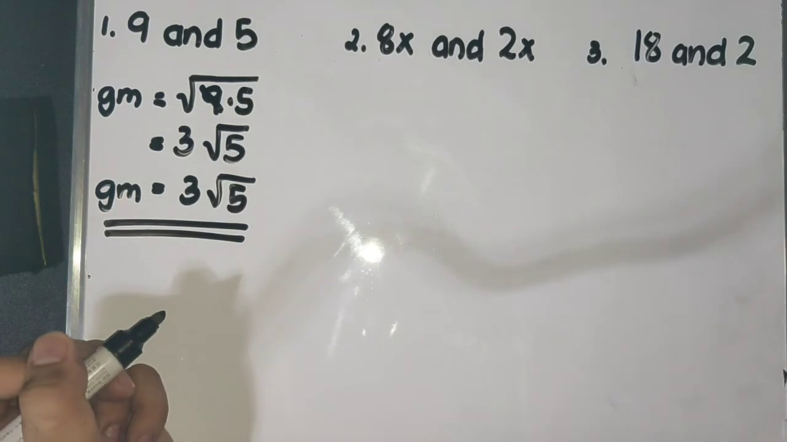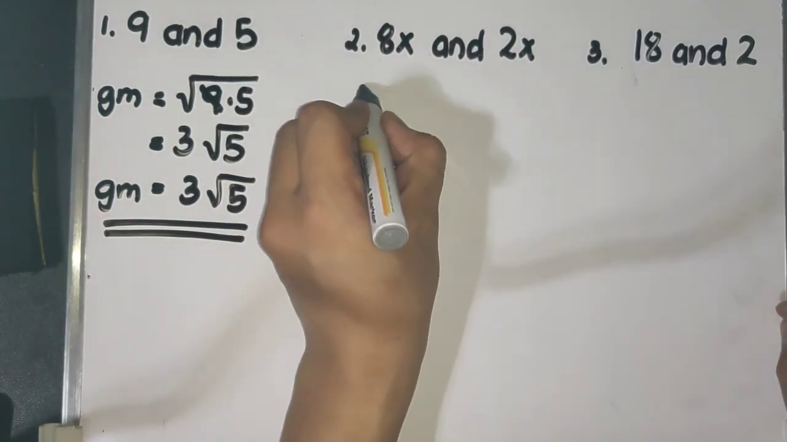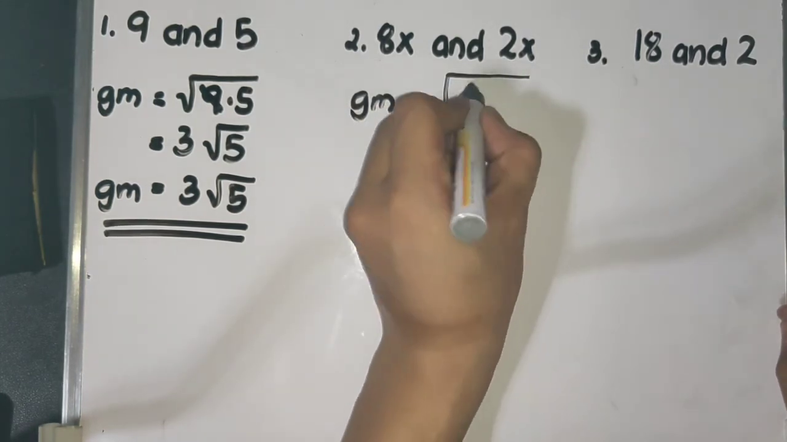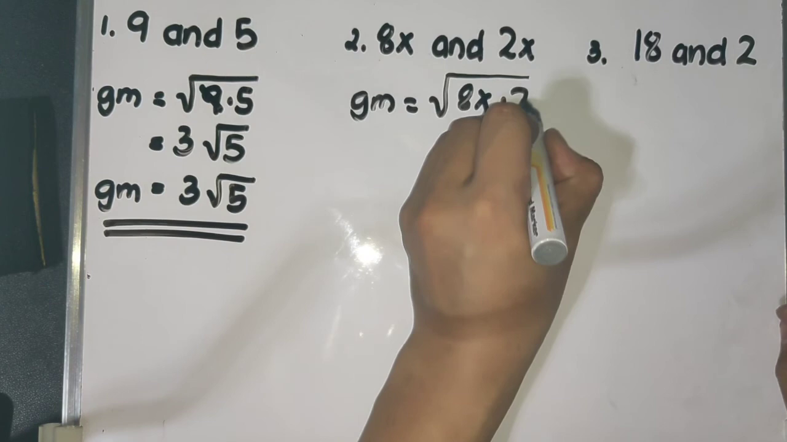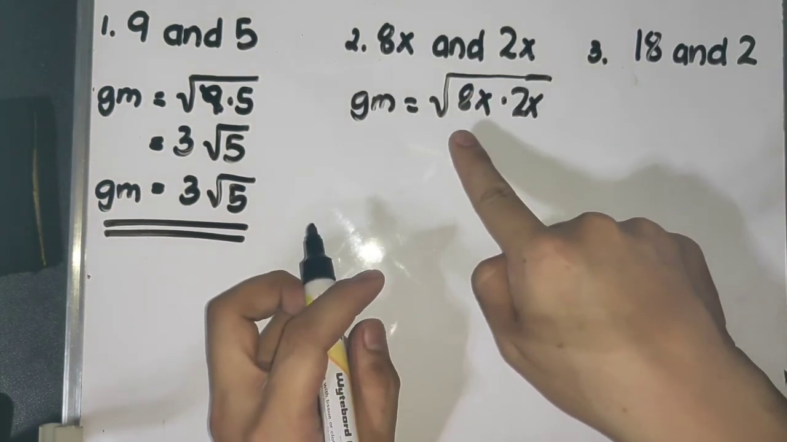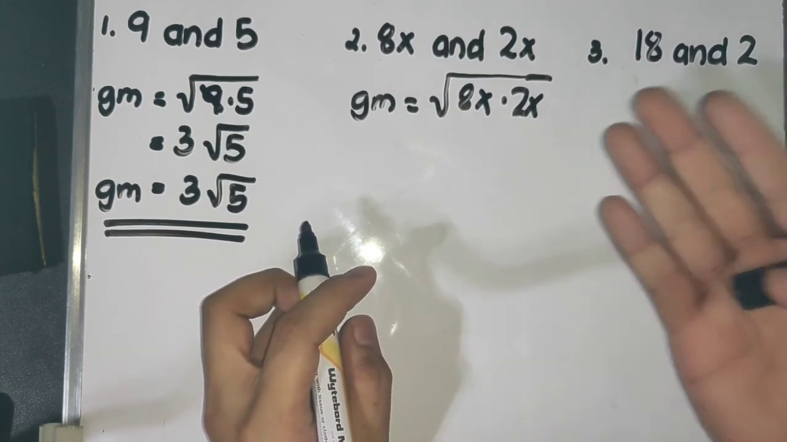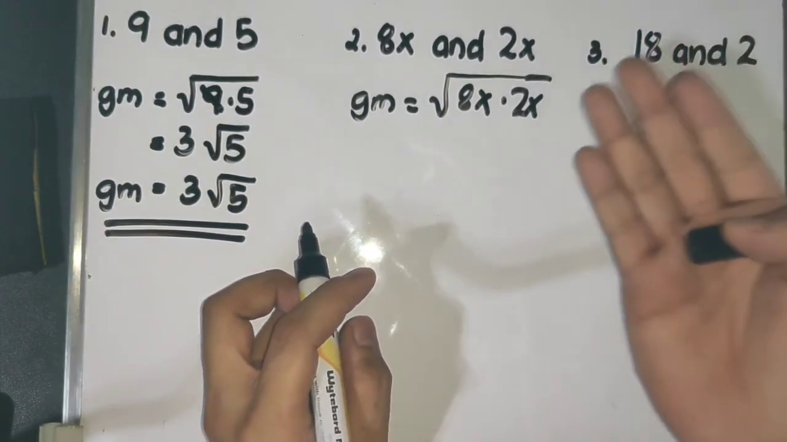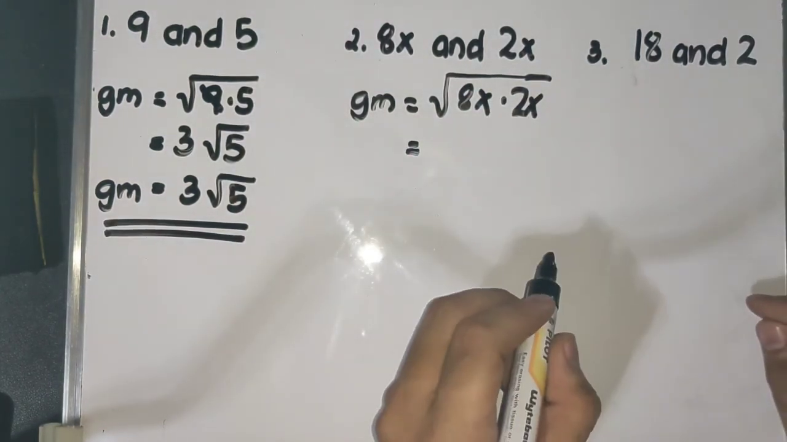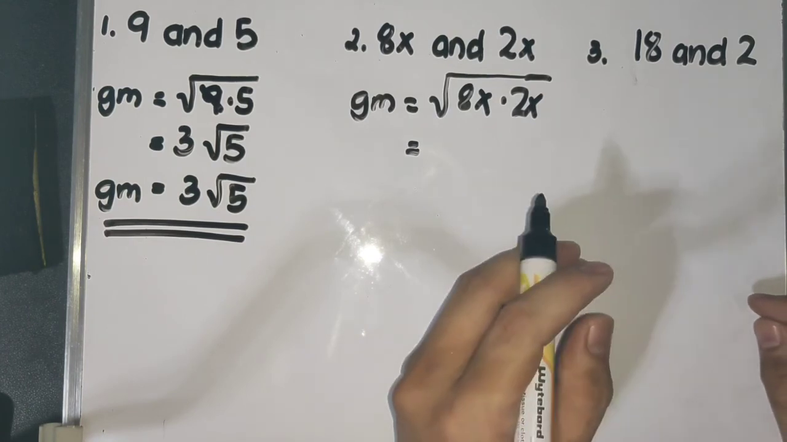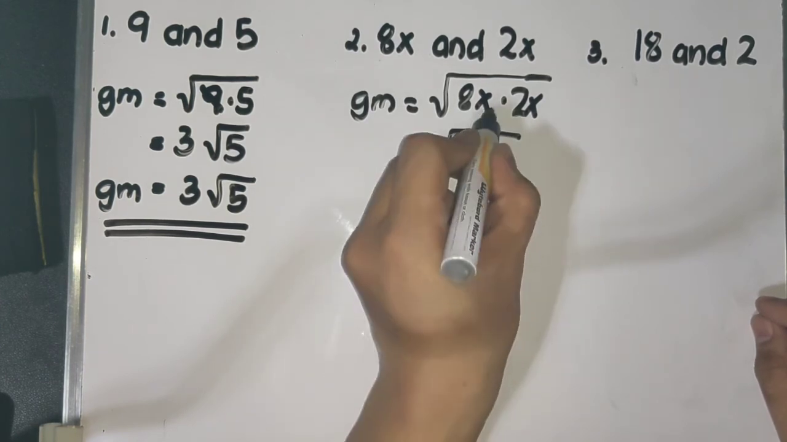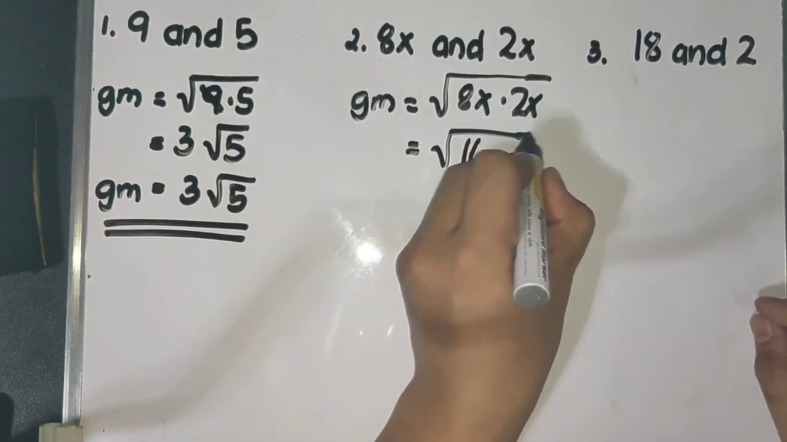Next, paano kapag may variable? So, ganito lang yung gagawin natin. The same process, GM is equal to the square root of 8x times 2x. Okay. So, in this case, makikita ninyo yung 8 wala namang perfect square, yung 2 wala din. So, para makita natin kung meron bang perfect square yung dalawa, we need to multiply the numbers or coefficients as well as the variable. So, 8 times 2 is 16. X times x is x squared.